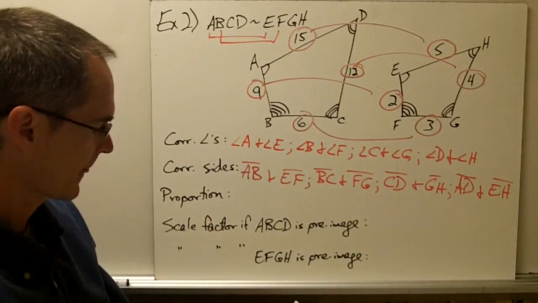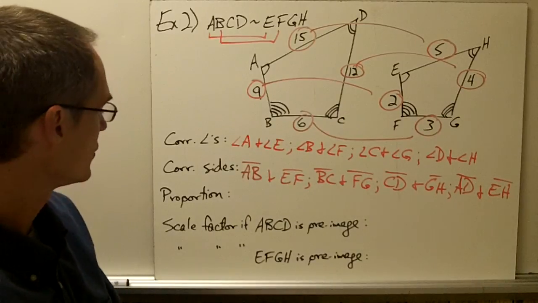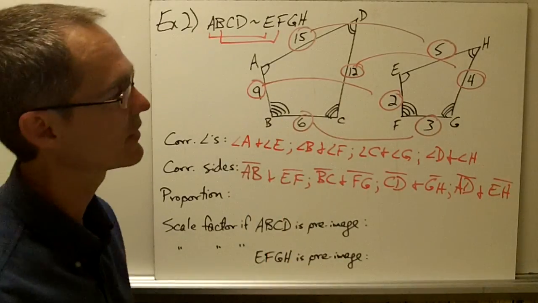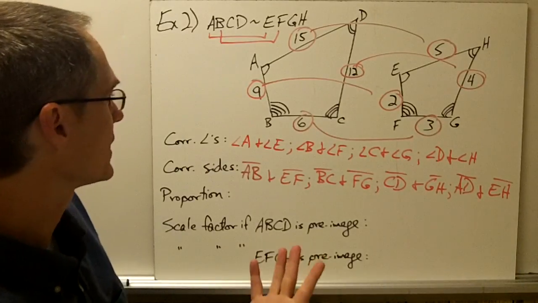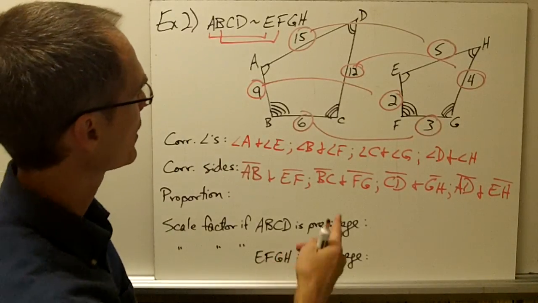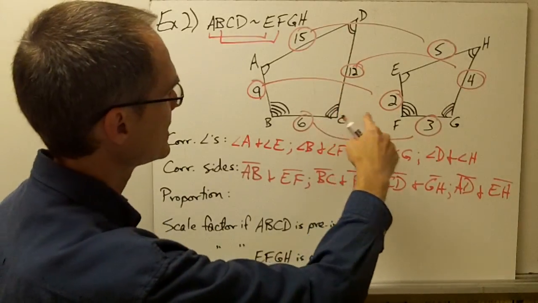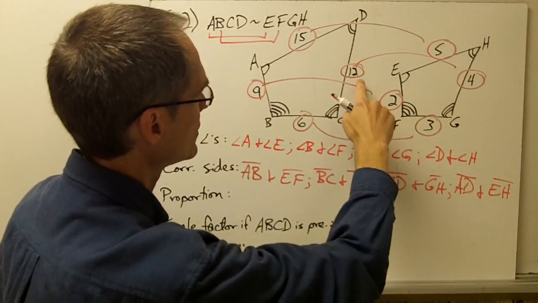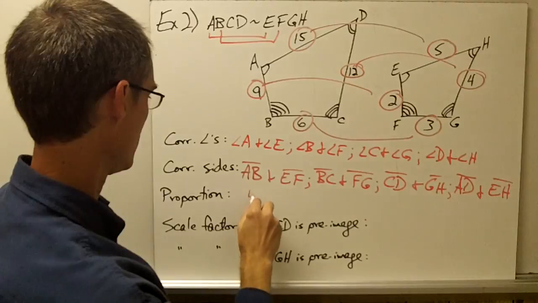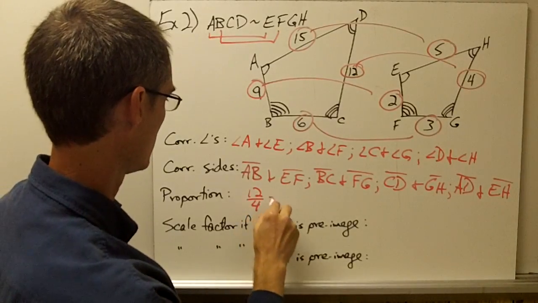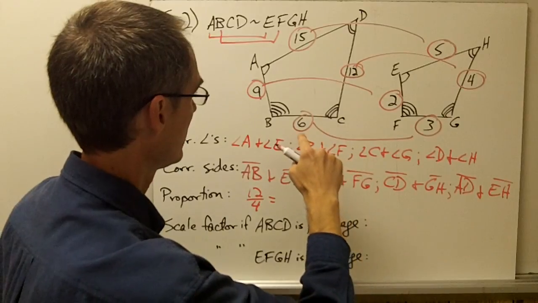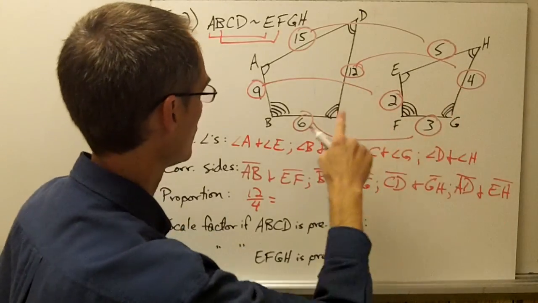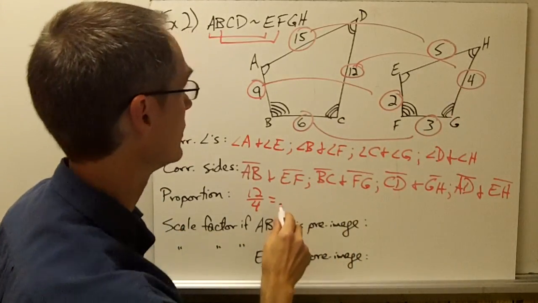All right. Write one proportion using pairs of corresponding sides. Again, there are lots of different proportions that I could write. So let's see, how about I'm going to use side CD and side GH. So 12 over 4, and let's see, how about BC and FG? So 12 over 4 equals 6 over 3. Whoops.